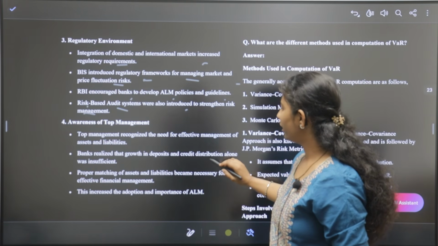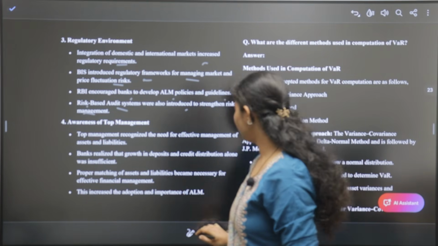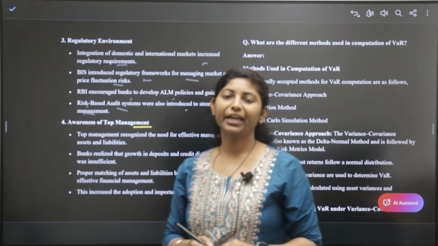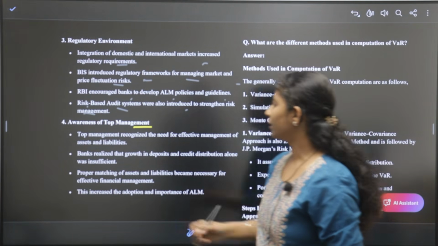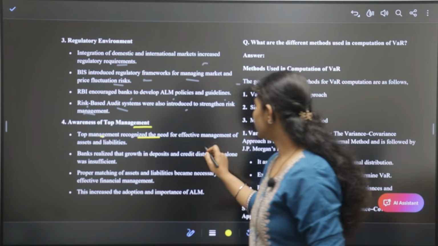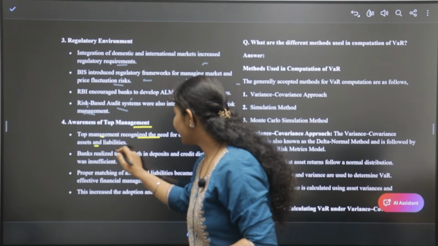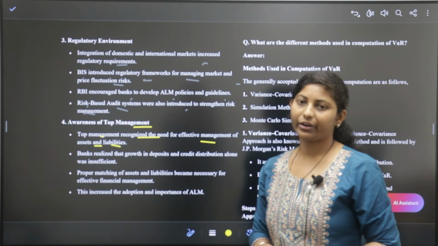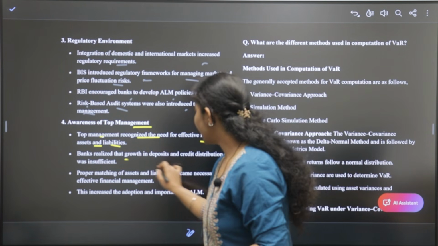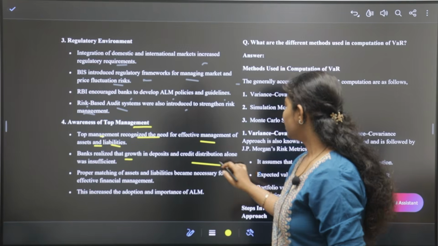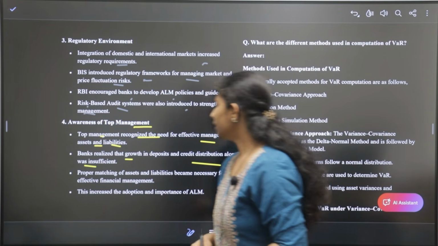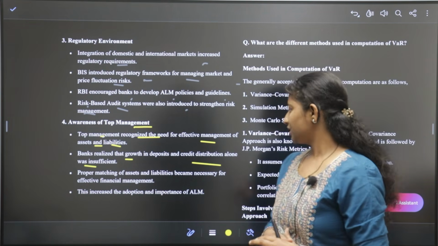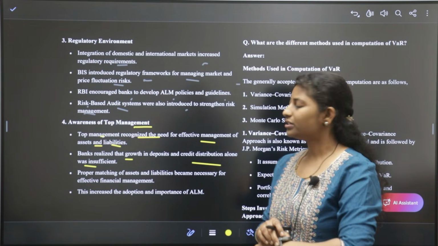And next we have the fourth point, awareness of our top management. So there should be awareness among our top management regarding ALM. So what awareness should there be? Management should recognize the need for effective management of assets and liabilities. We should be aware of ALM to manage assets and liabilities effectively in our company. Banks realized that growth in deposits and credit distribution was insufficient. Okay, we should also be aware of this growth in our deposits and distribution, where it was insufficient.